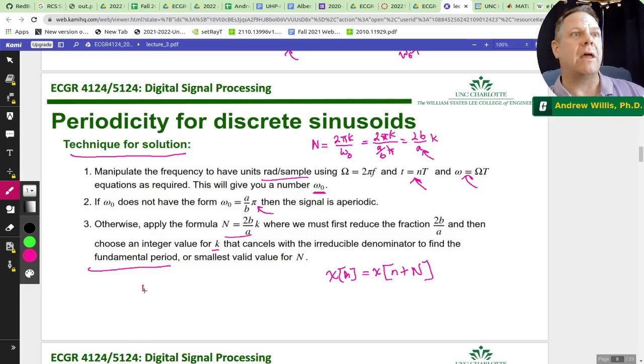Okay, let's go ahead and say that we have a sine of 0.2 n. So what is omega naught here? What is the value of omega naught?